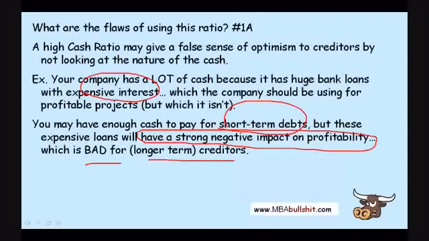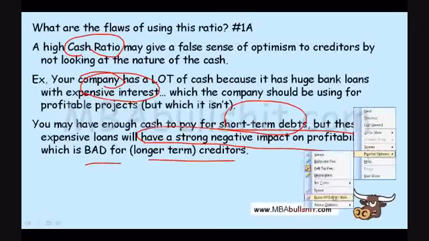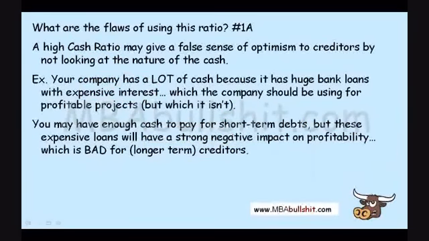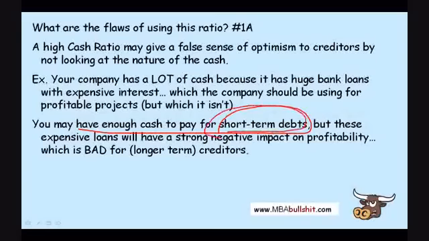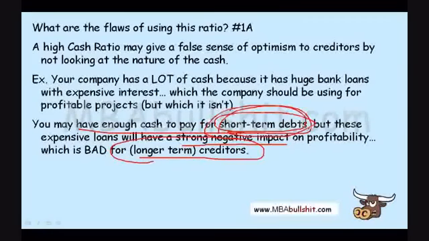Meaning, what if this company has a lot of cash because of long-term loans which are payable within 10 years, for example? Then it will have enough cash to pay the short-term debts. And remember, in computing the cash ratio, we use only current liabilities, such as short-term debts. So in this case, you will have a very high cash ratio, and you will be able to pay short-term debts, but there will be a strong long-term negative impact. And this company might not be able to pay back the creditors in the long term.